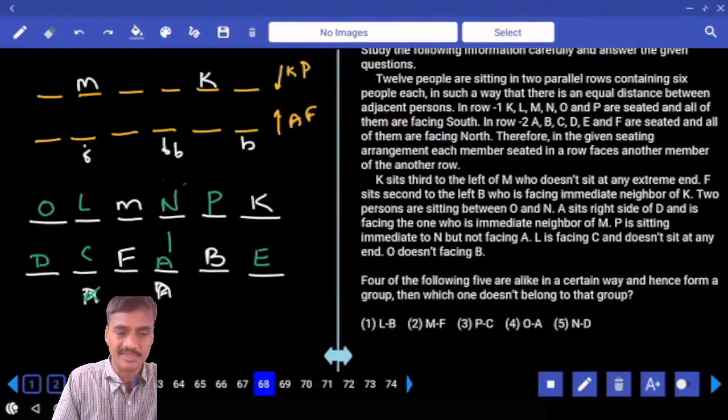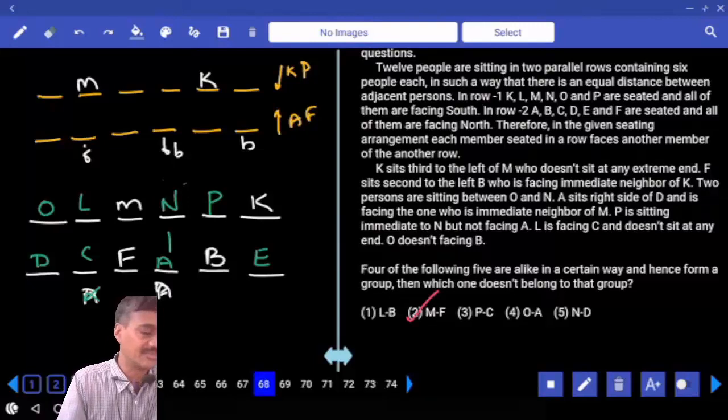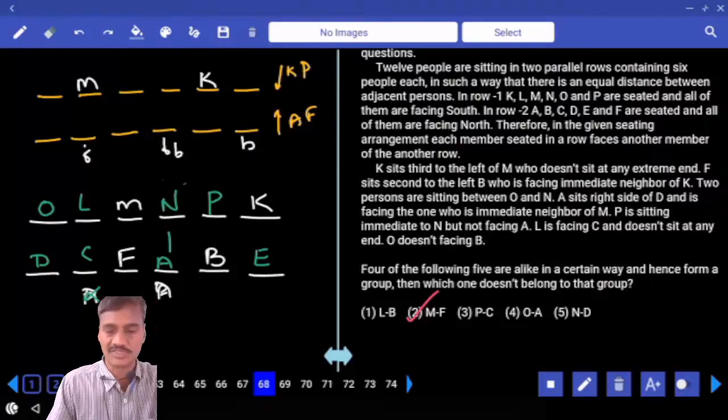L and B are opposite and there are two persons in between. M and F opposite and two persons. M and F are opposite. P and C, yes. And so what is the odd one here? Choice 2 is the odd one. Except M and F, the remaining persons are opposite and there are two persons in between these two. And next one, question number 69.